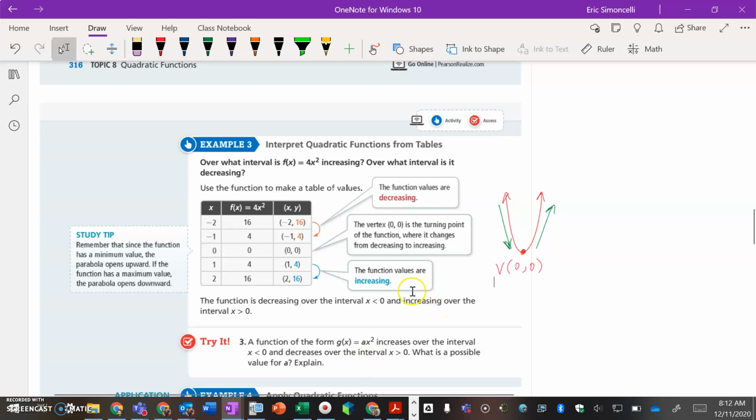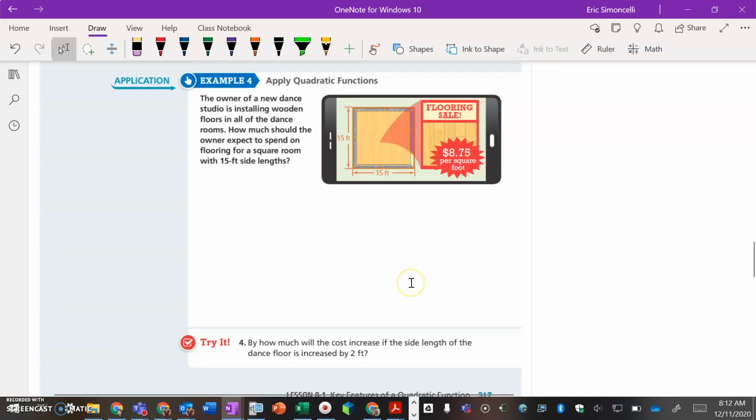Okay, moving on, example 4. Apply quadratic functions. The owner of a new dance studio is installing wooden floors in all of the dance rooms. How much should the owner expect to spend on flooring for a square room with 15 foot side lengths? And it also describes here that it's $8.75 per square foot. Here are your dimensions.